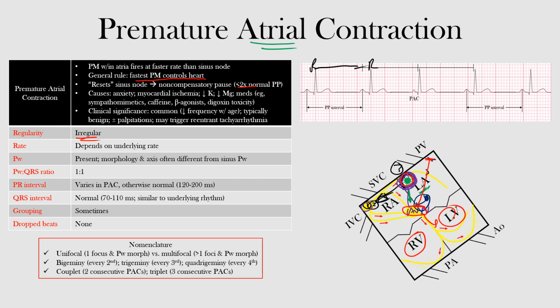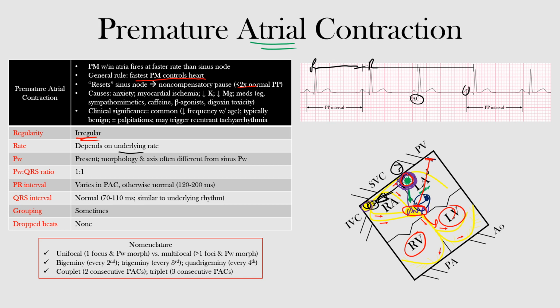The rate, remember, depends on the underlying rate of whatever is going on, okay? Usually you'll have this PAC and then the rate will continue, okay? Because of that irregular rhythm, remember when we find the rate of irregular rhythms, we have to count the number of complexes going across the standard EKG, multiply that by 6, okay, and then that should give you the rate in beats per minute.